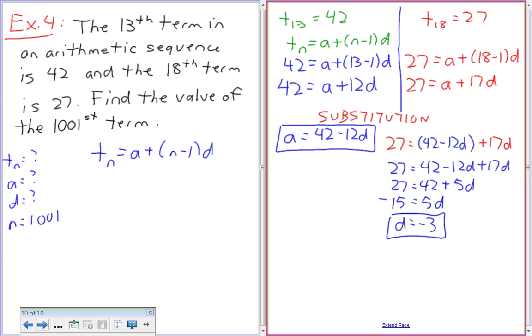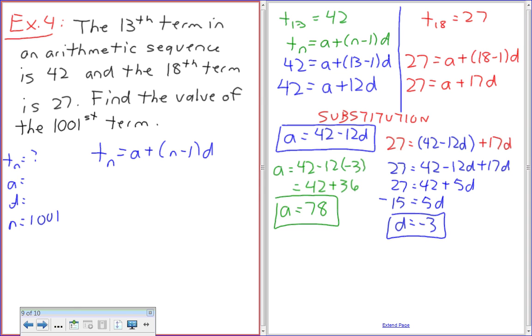Okay, to get A then we're going to sub it back in. So we're going to say A equals 42 minus 12 times negative 3. So that's 42 plus 36. A equals 78. Okay. And why am I a happy camper? Because I can actually do my equation. So if I go back over here, all of a sudden now, A is equal to 78, and D is negative 3, so you can solve for Tn.